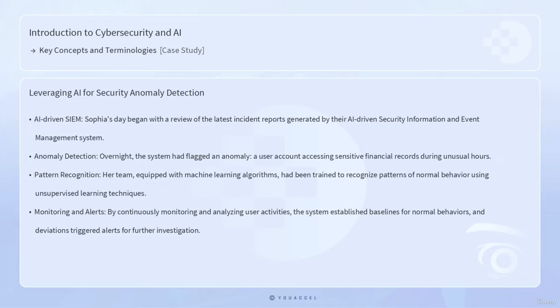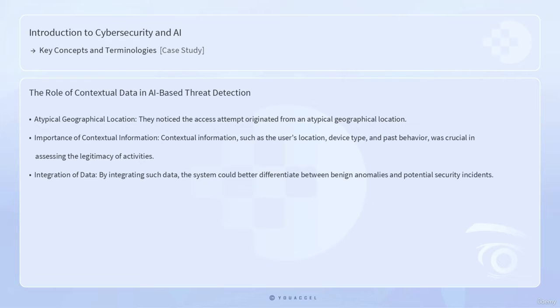Her team, equipped with machine learning algorithms, had been trained to recognize patterns of normal behavior using unsupervised learning techniques. By continuously monitoring and analyzing user activities, the system established baselines for normal behaviors. Deviations from these baselines, such as accessing data at odd hours, triggered alerts for further investigation. Sophia and her team delved into the details of the flagged account. They noticed the access attempt originated from an atypical geographical location.